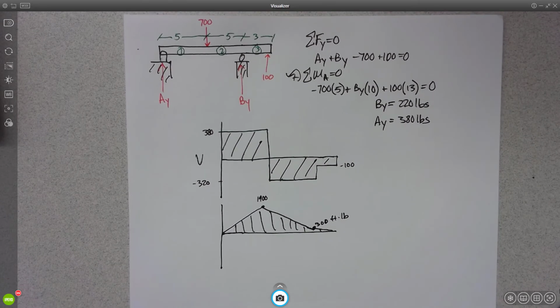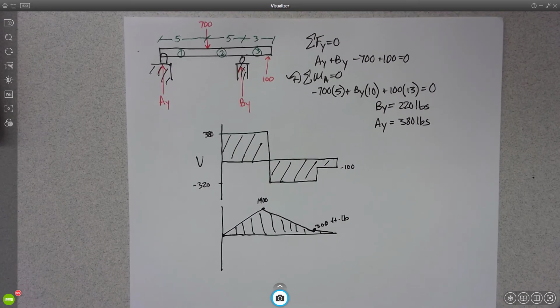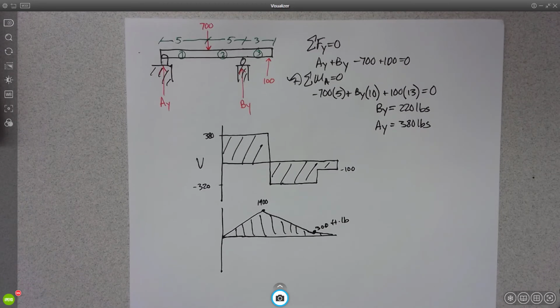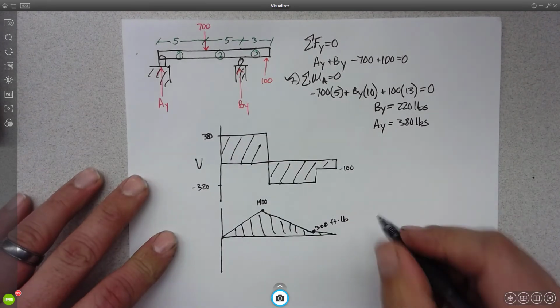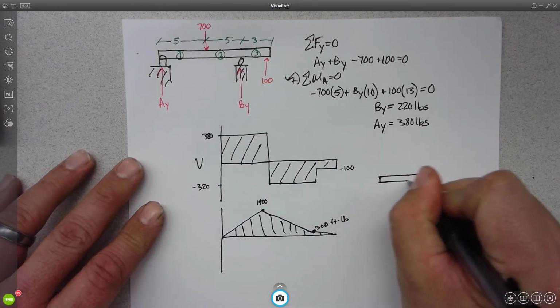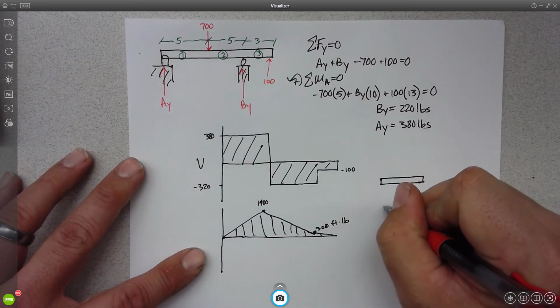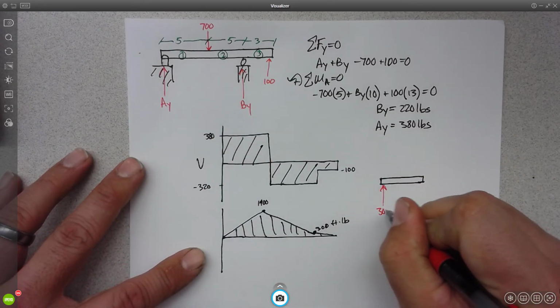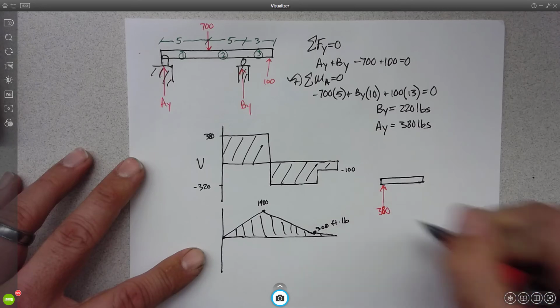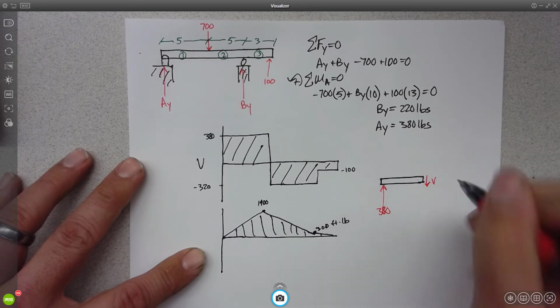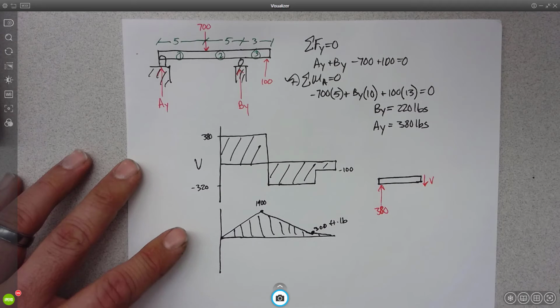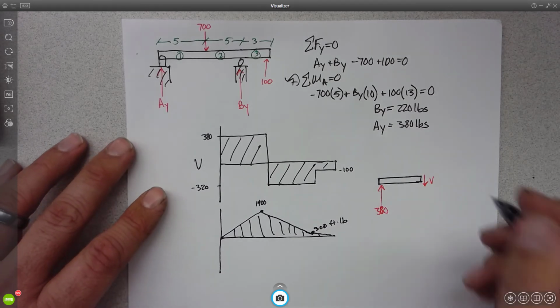Can you show us how to do it? It might be a little bit different. Sure, so let's do the moment equation in region 1. Did you have 380? Okay. You good? I'm not good.